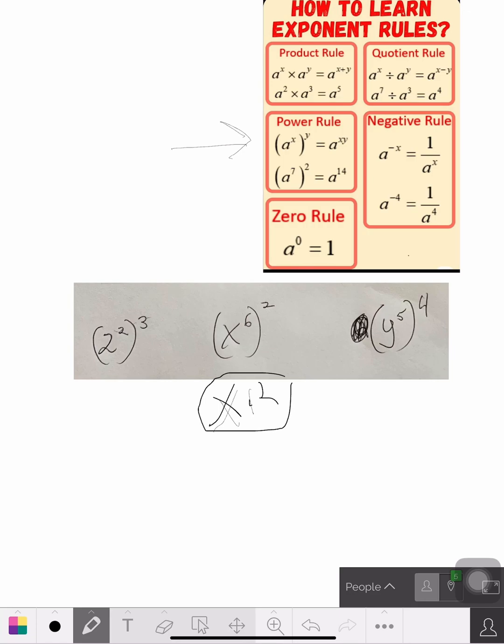And now let's do the third one. So we get y to the 5th raised to the 4th power. It says you multiply them. So it's 4 times 5, so it's y to the 20th. And that's the answer. Let's box it so the teacher knows, hey, my answer is y to the 20th.